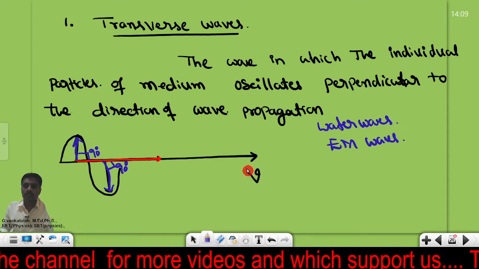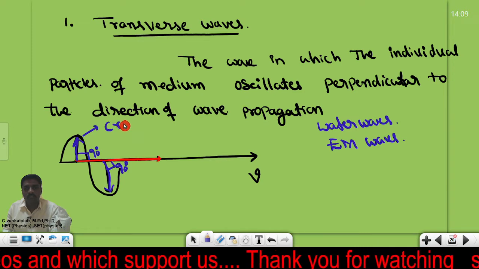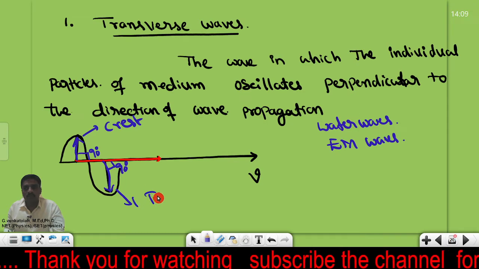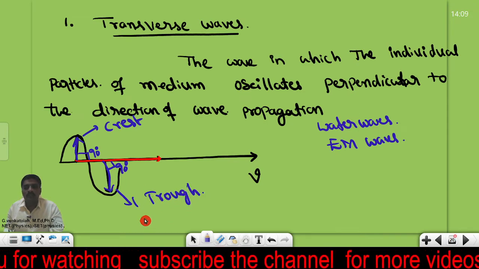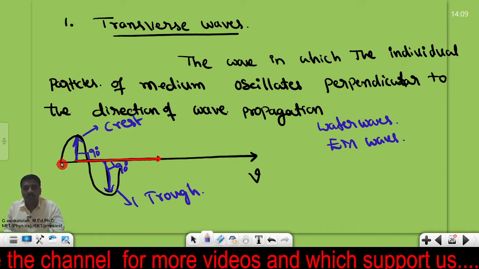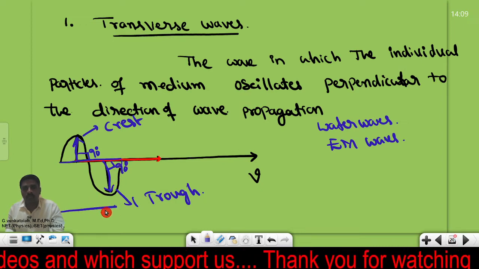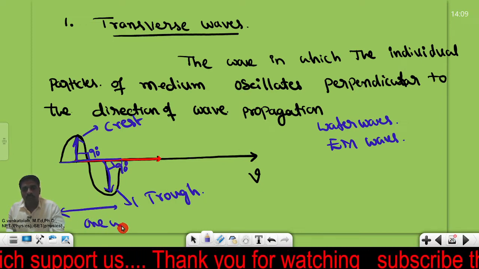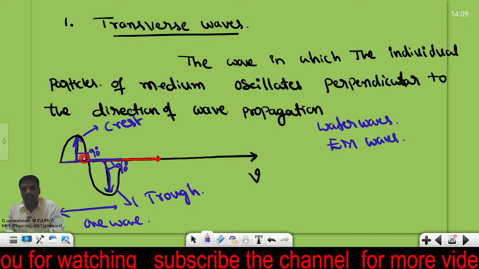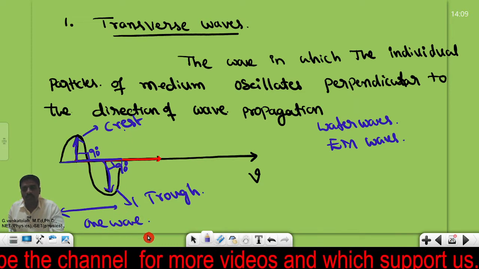While the particles are oscillating, they will form two positions. One is the crest, and another one is the trough. So we need to know what is meant by crest and what is meant by trough. Before going to that, one complete crest and trough can be called one wave. One wave means one complete crest and the adjacent trough.